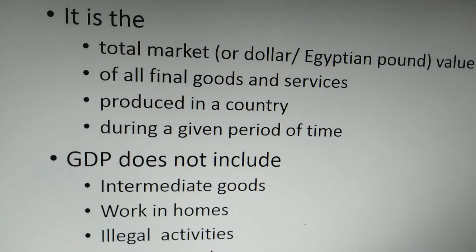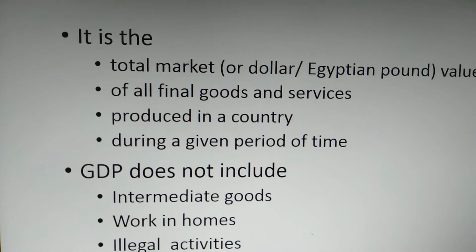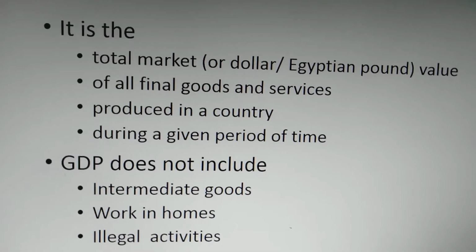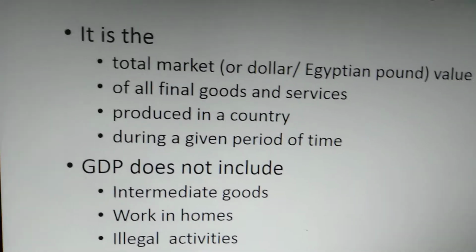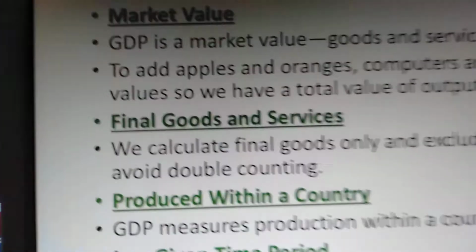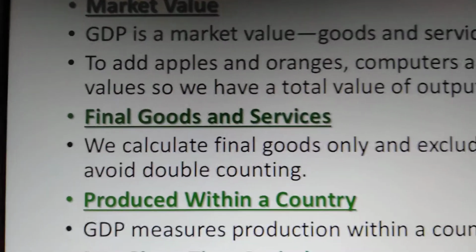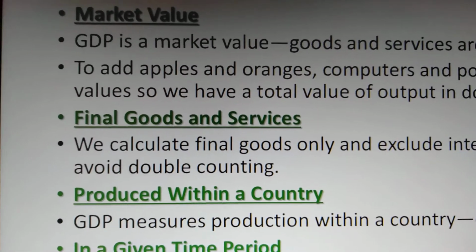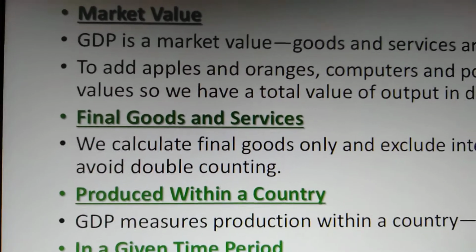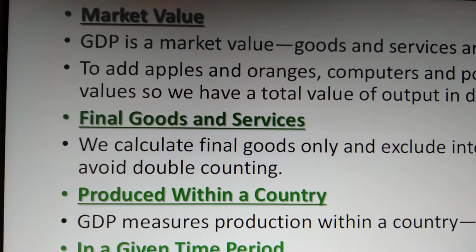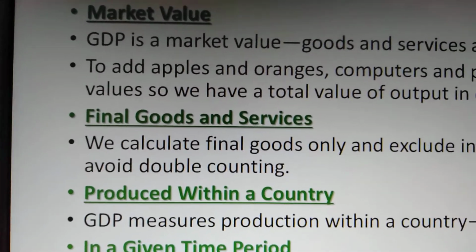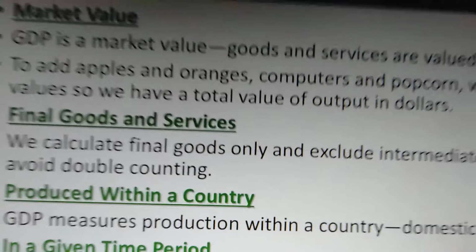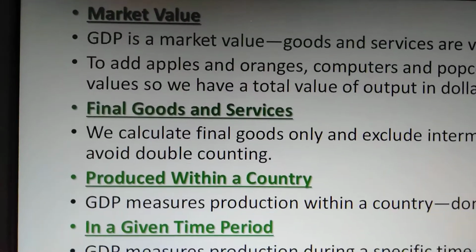So let me repeat again the meaning of GDP: the market value of final goods and services produced in a country during a given period of time. So what does it mean, market value? Market value means we will multiply the price of a good times its quantity, for each good. And after that, we will add the value of each good together to get one value, which is the total value of output. This is what we call GDP.